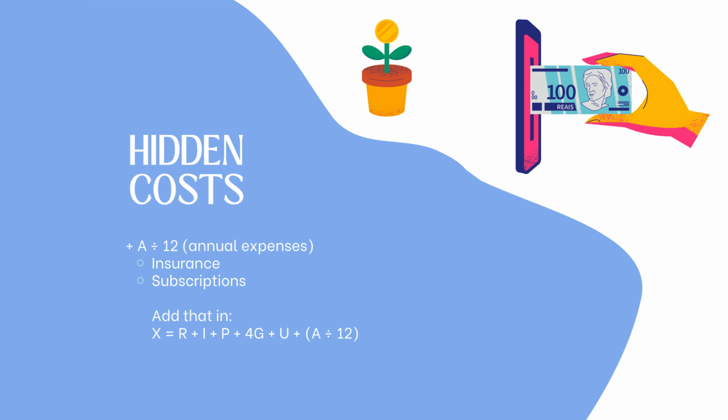But we're not done. Annual costs, like insurance or subscriptions, must be distributed. If insurance equals A annually, A divided by 12 equals monthly cost. Add that in. X equals R plus I plus P plus 4G plus U plus A divided by 12. This is where most people underestimate reality. They forget the distributed costs.